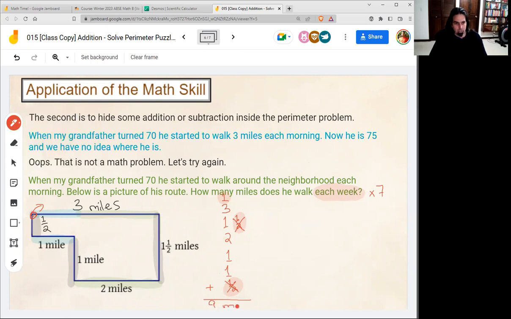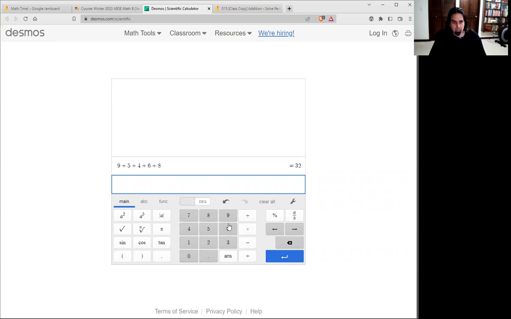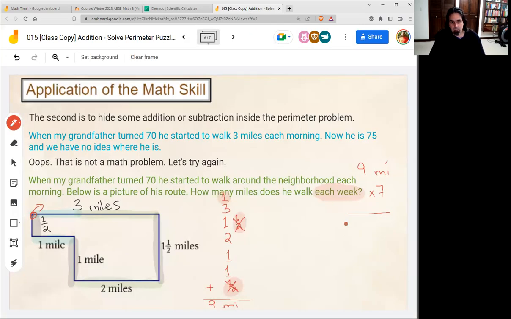That was every morning, he goes 9 miles. And then we have that 9 miles times 7, because it was each week. And on your calculator, we can do that. 9 times 7, we have 63. And that's as hard as these can get.